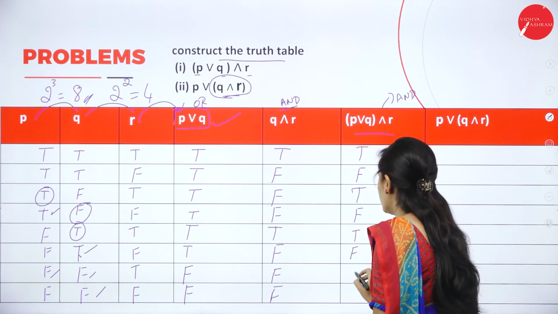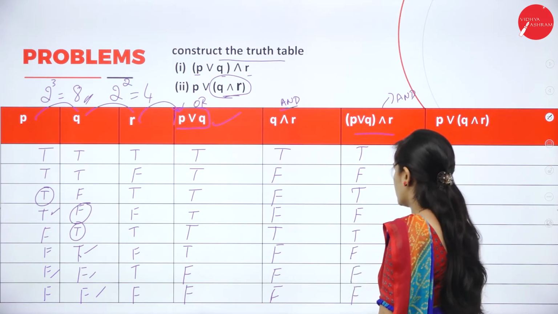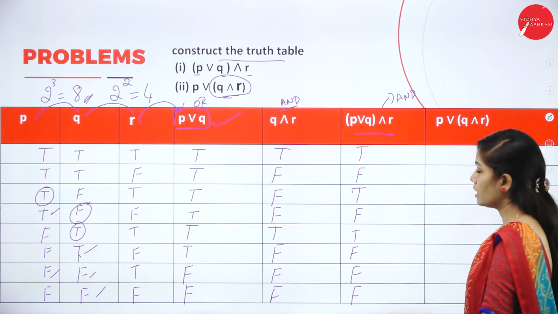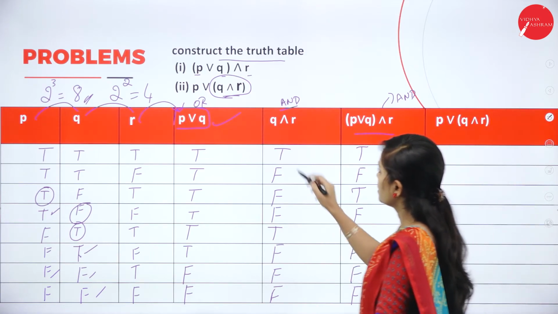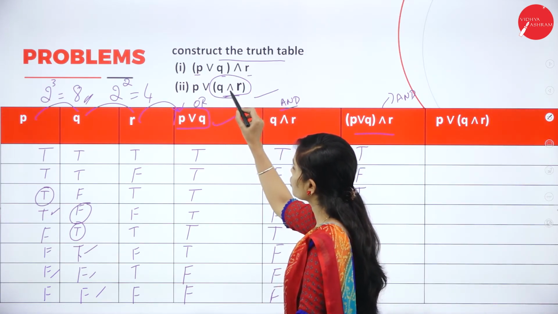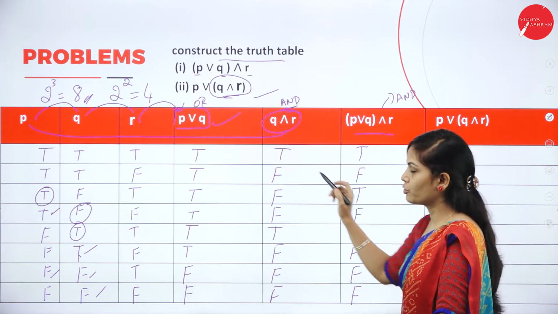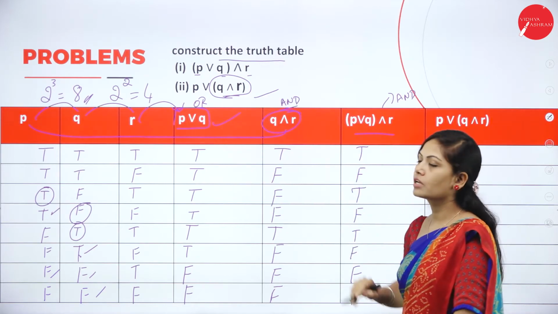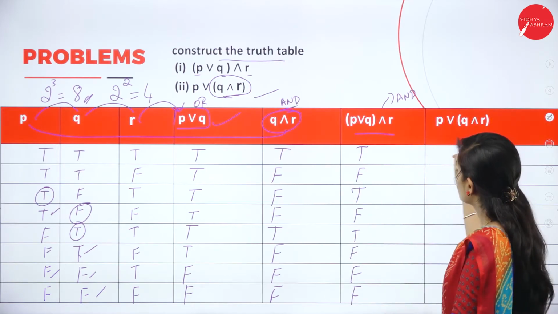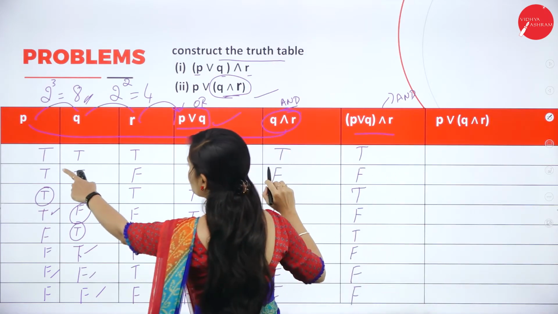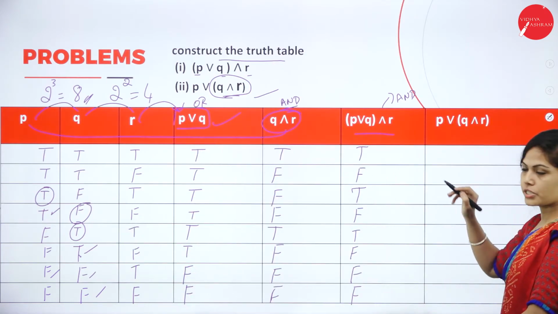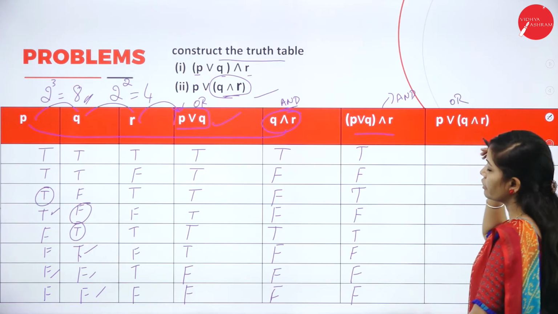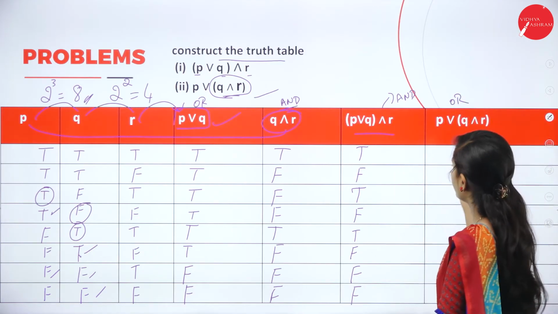False, true, false, false and false. And the last statement is the second statement, P or Q and R. Here we have to use the P column with the Q and R column. So the first statement is true and true. In the OR operation, if any one of the statements is true, the condition is also true.